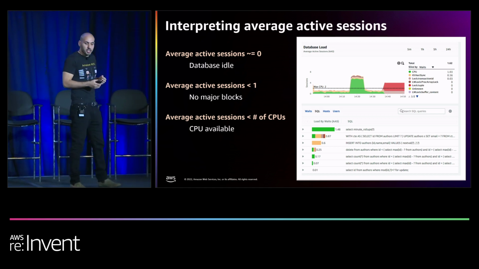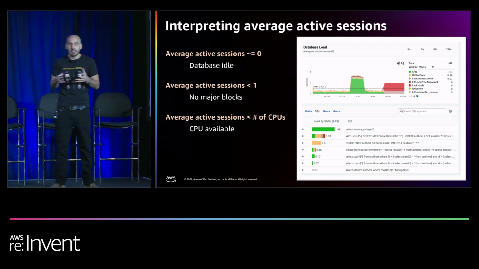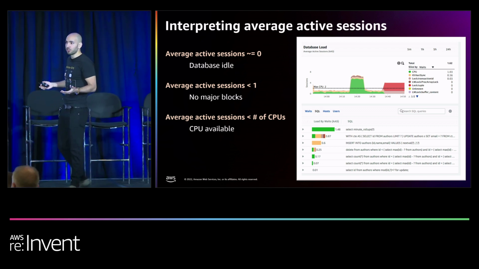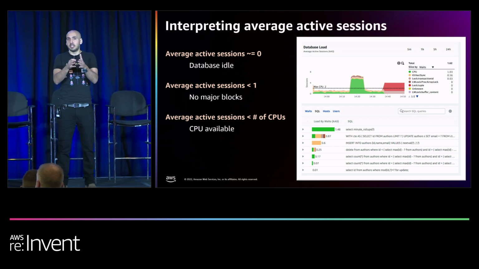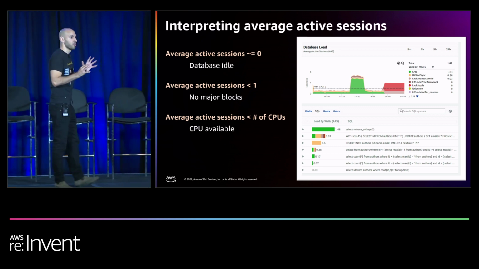When the average active sessions is below the number of vCPUs in the instance, it means that there is CPU available in that machine. So if, for example, you look at CloudWatch and check the CPU utilization, you will see it is below 100%. There are CPU resources available.